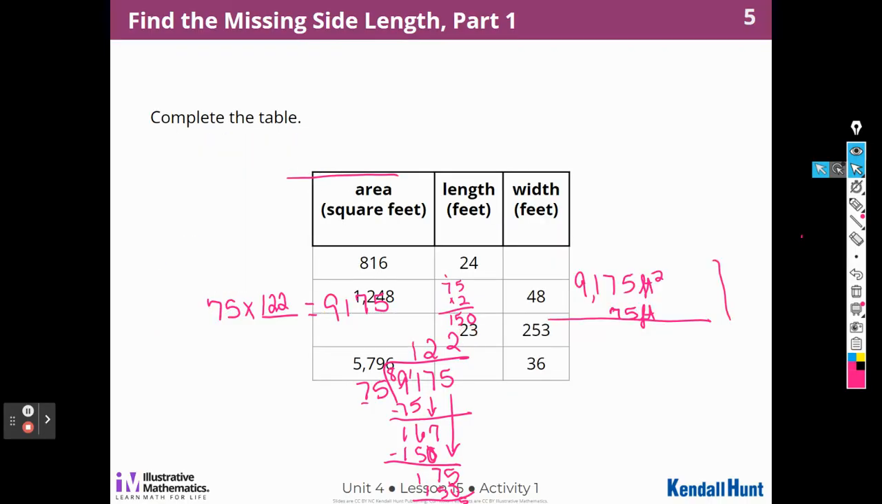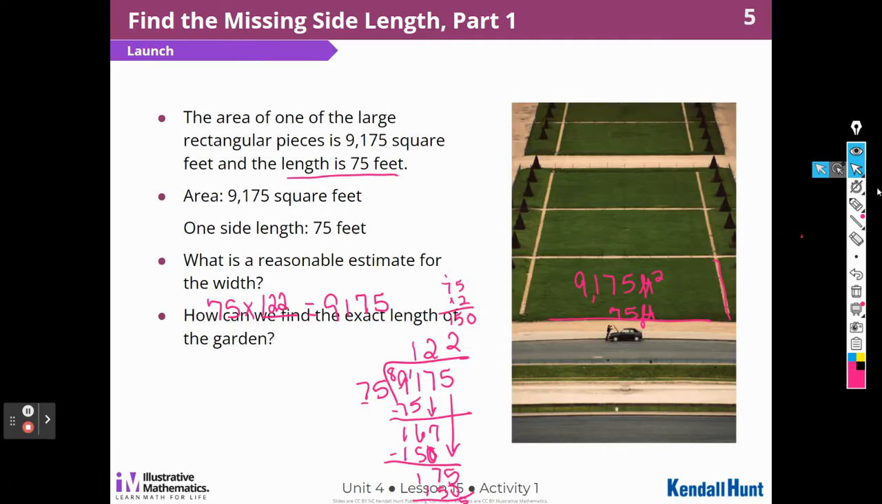Oops, sorry about that. Let me go back one. There's going to be a 25 over 75 left over, right? So what we could do is divide 9,175 by 75. And unfortunately, this one does not come out evenly. We get a fraction as a mixed number as an answer.